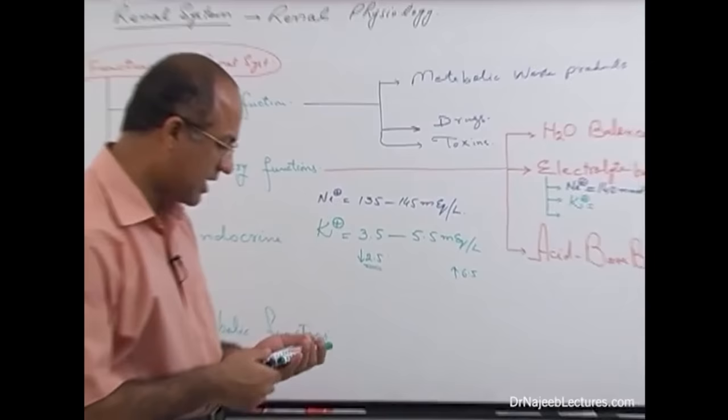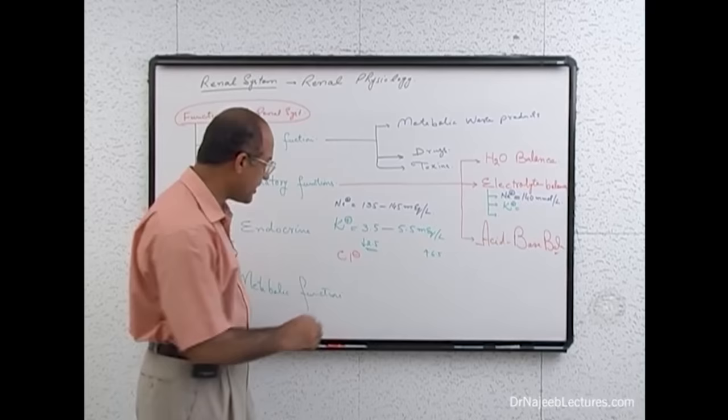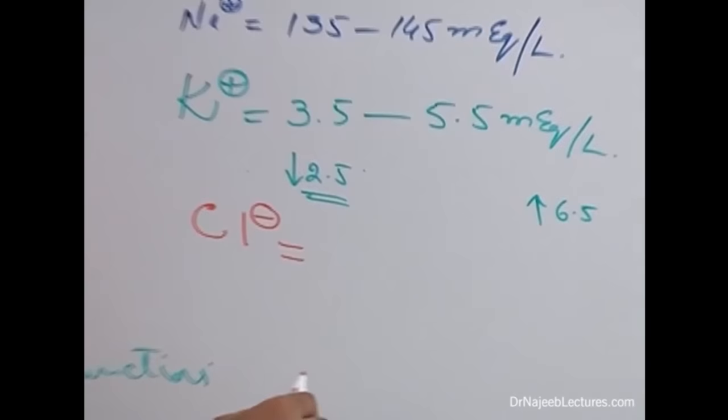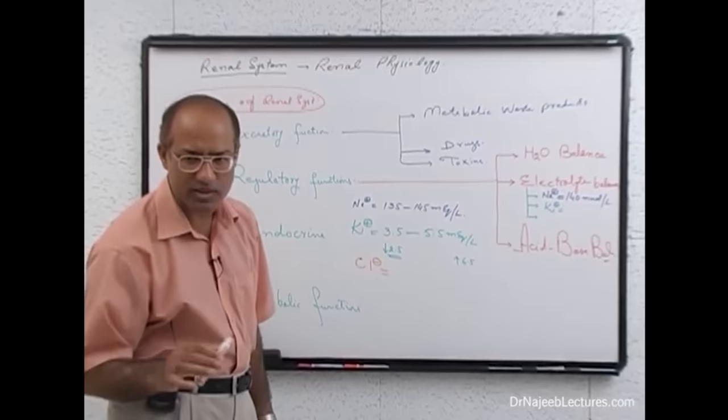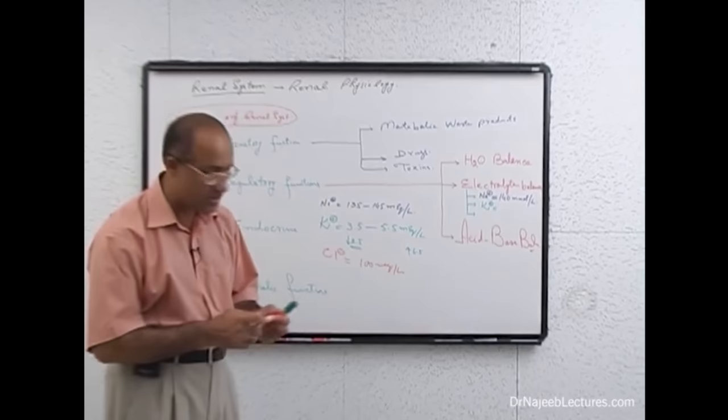Here we also know there's something called chloride, isn't it? If you know the levels of two cations, at least you should know the level of one anion. What is the normal level of chloride? It's around 100 milliequivalents per liter. Up to 105 is okay. So you can say around 100 milliequivalents per liter, but of course a little up and a little down is the normal range.